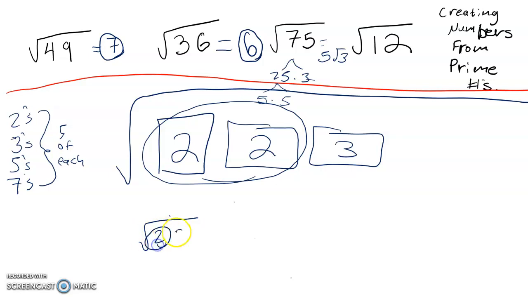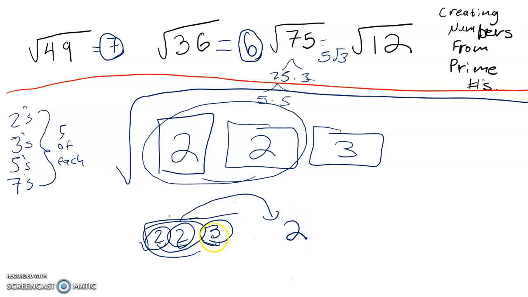So again, just like we were talking about, the 2 here has a partner. He can break out of the house, break out of the prison, whatever you want to call this. 2 2s on the inside makes 1 2 on the outside. This 3, he's by himself. He can't escape, so he has to remain inside of the square root there. All right. So again, that's basically creating any numbers from these prime numbers here.